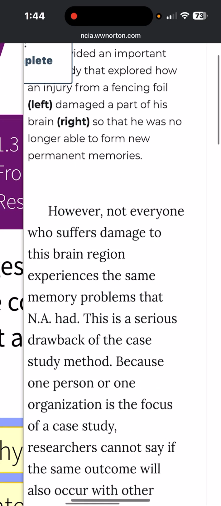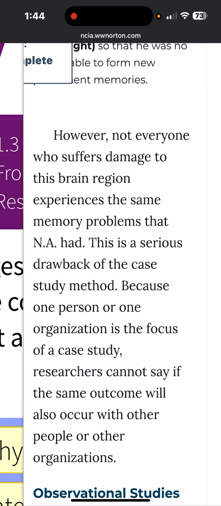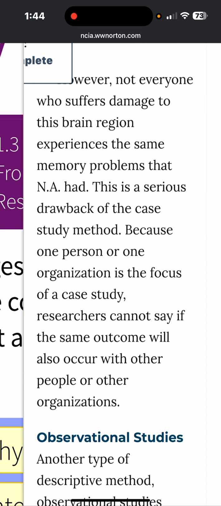However, not everyone who suffers damage to the brain region experiences the same memory problems as Lucifer had.